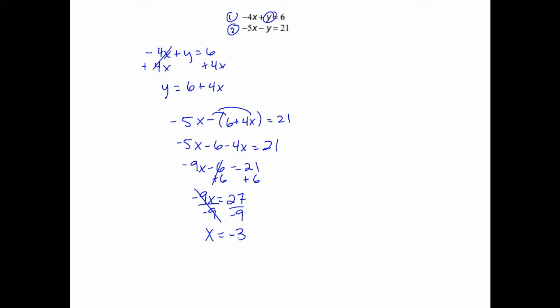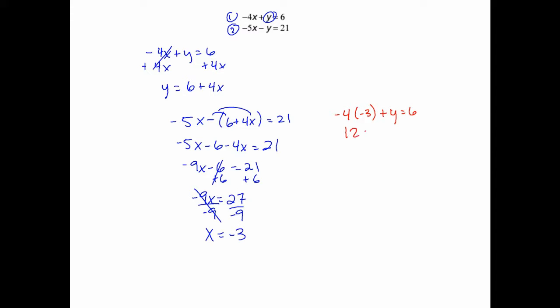Now we know what x is, so go ahead and plug it in. Now that you know what x is, you can plug it into either one. I'm going to plug it into the first one because I see that the y is already positive. There's not going to be a lot of extra steps there, but you could plug it into the second one too. So negative 4 times negative 3, because that's what x is, plus y equals 6.